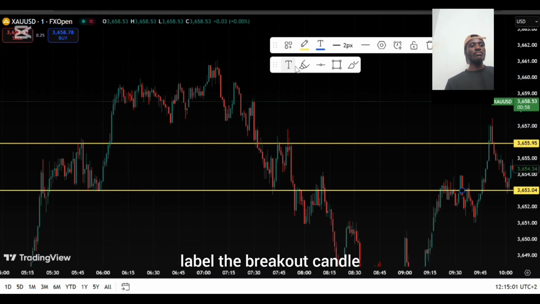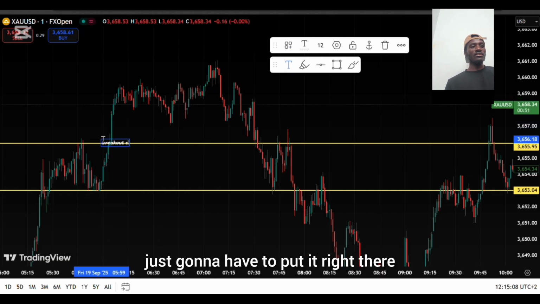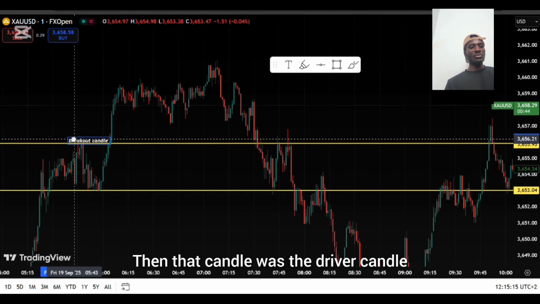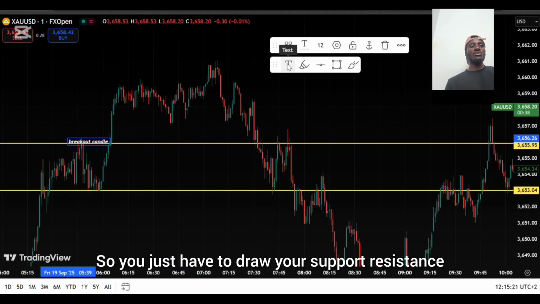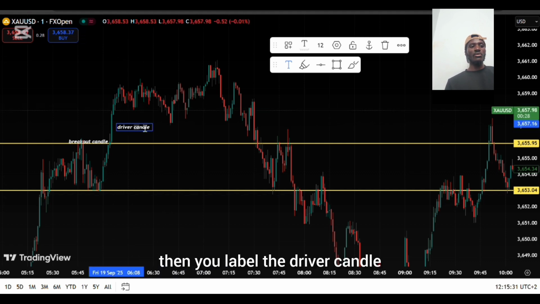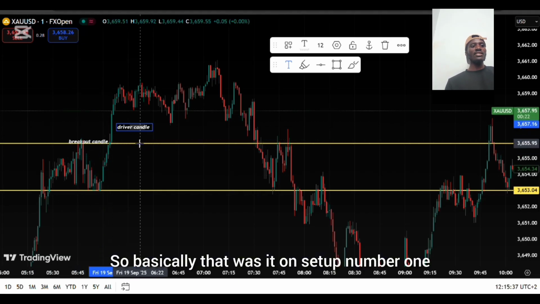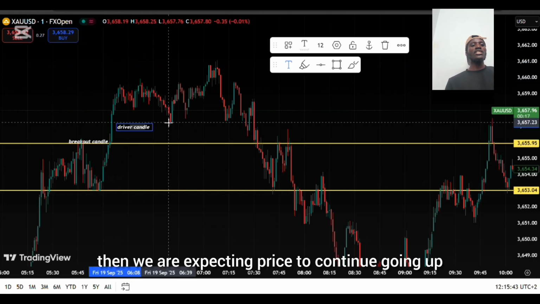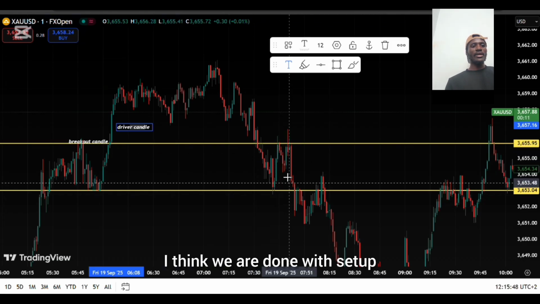So that was the breakout candle. Let me just label the breakout candle. That was my breakout candle, right? So I'm just gonna have to put it right there. Then that candle was the driver candle. Let me just select my text and write the driver candle. So you just have to draw your support, resistance. You find the breakout candle, then you label the driver candle, and the driver candle is the one that you want to be trading, right? So basically that was it on setup number 1. Price breaks above a resistance, then we are expecting price to continue going up. So I think we are done with setup number 1.